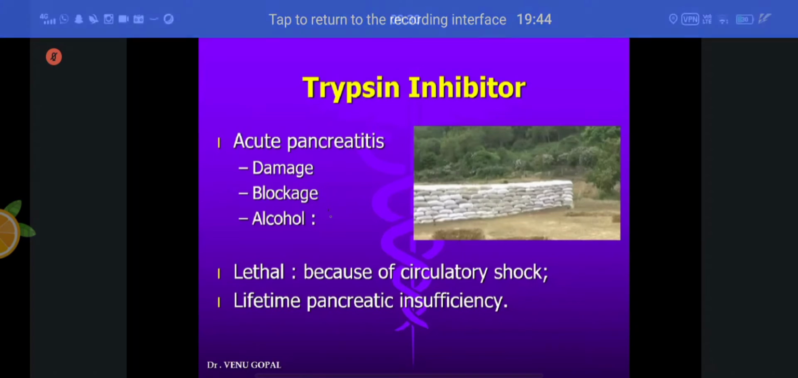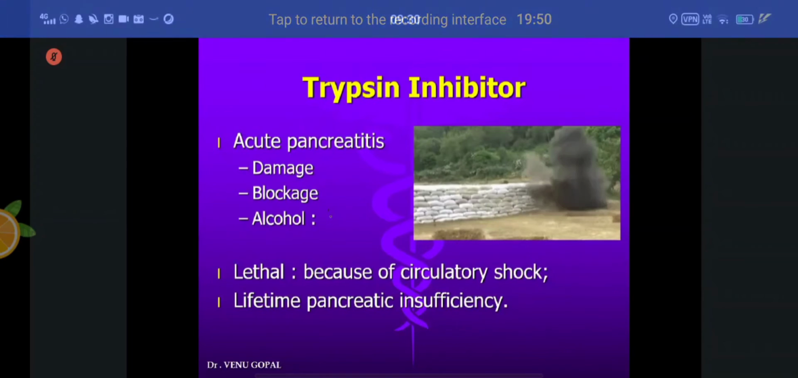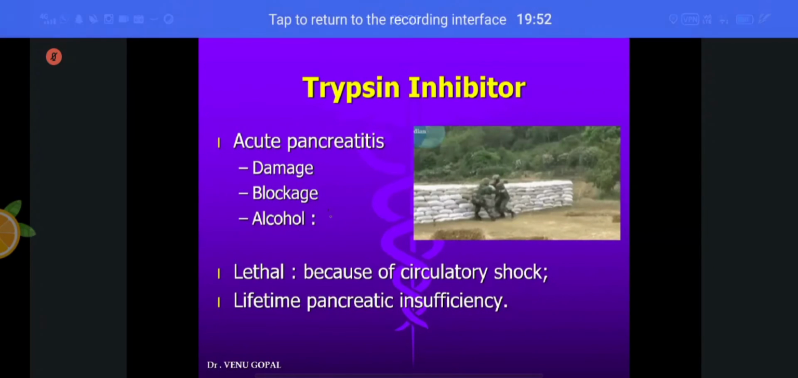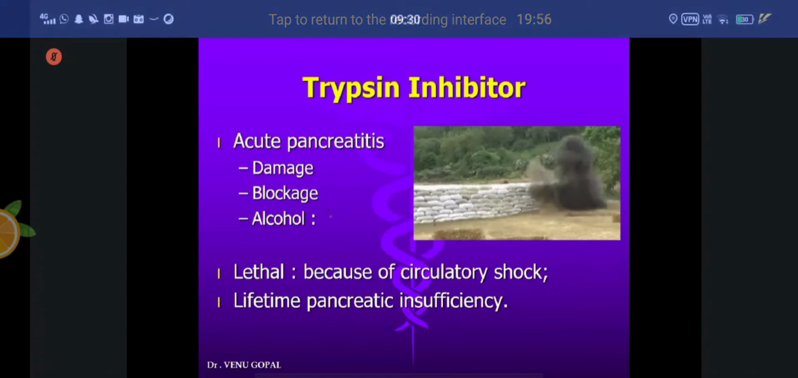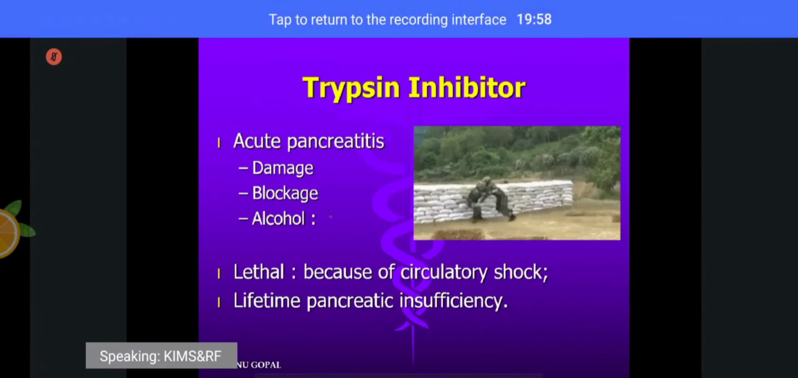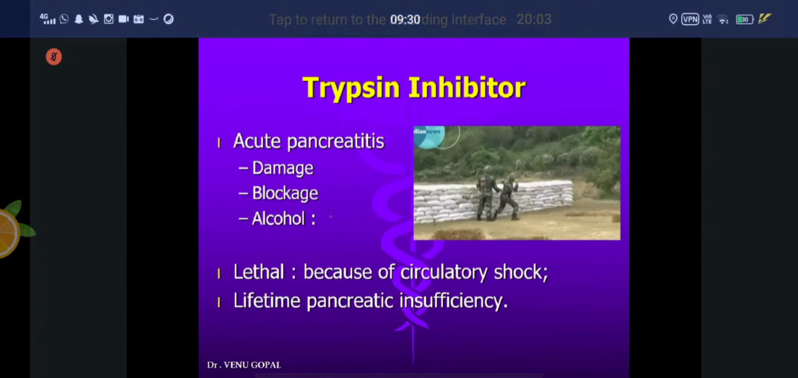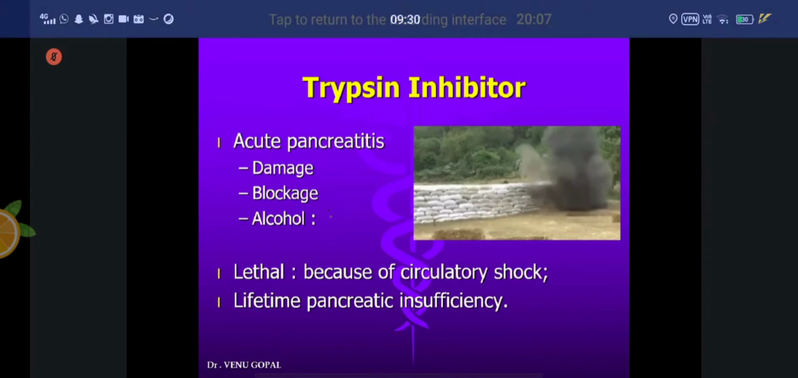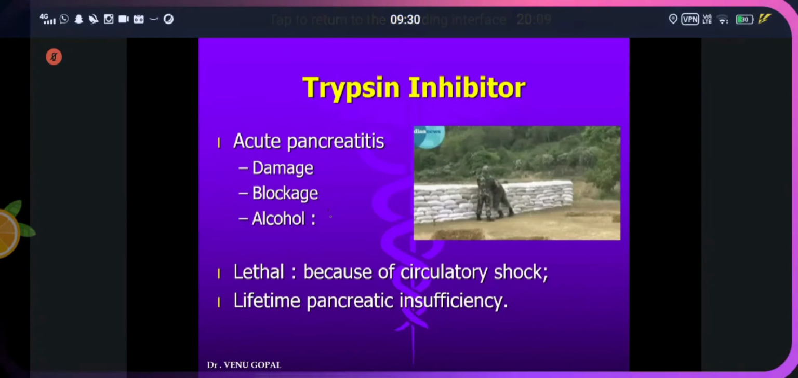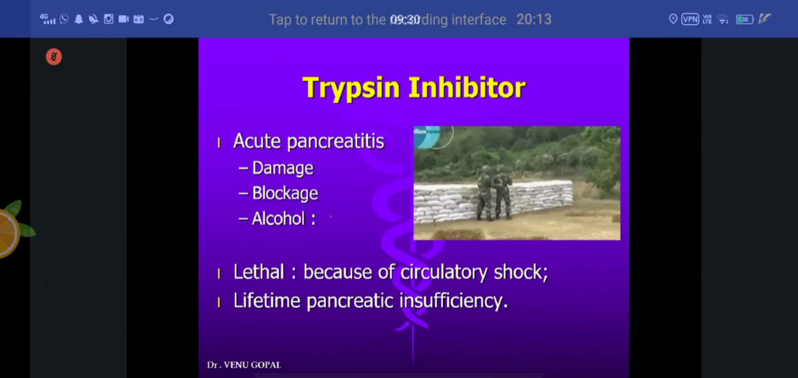And one more thing is, because the pancreas is digested, the pancreatic acinar cells are reduced in number, so they can't release the exocrine component from the next day onwards. That means the enzymatic digestion will be deficient in that individual, so lifetime pancreatic insufficiency will be there. Every day we need to support orally by supplementing with the enzymes. So we have a good number of brands and drugs which will support the pancreatic enzymes.